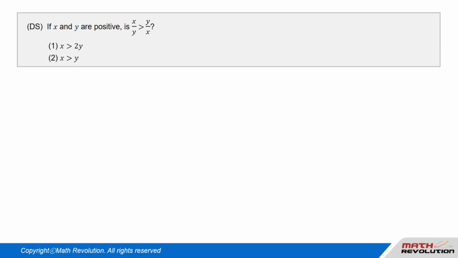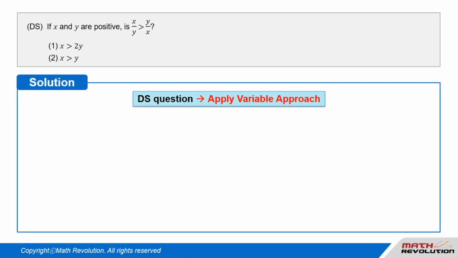Question DS. If x and y are positive, is x over y greater than y over x? Condition 1. x is greater than 2 times y. Condition 2. x is greater than y. Solution. Let us solve this DS question through the variable approach.